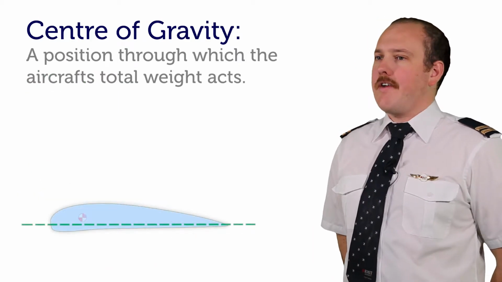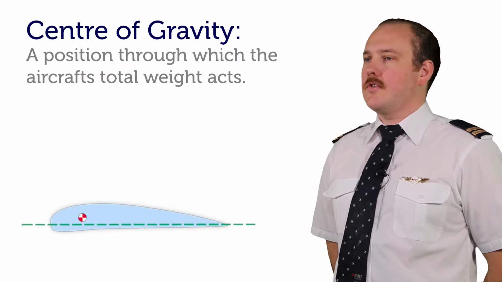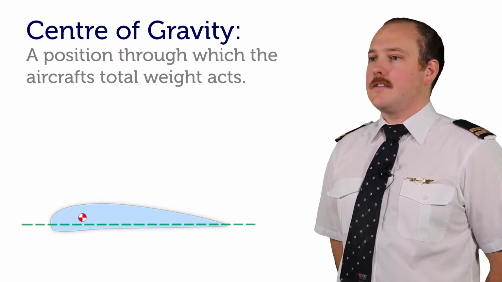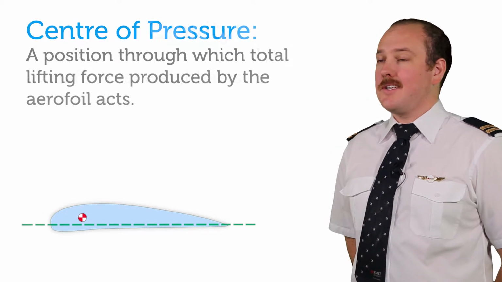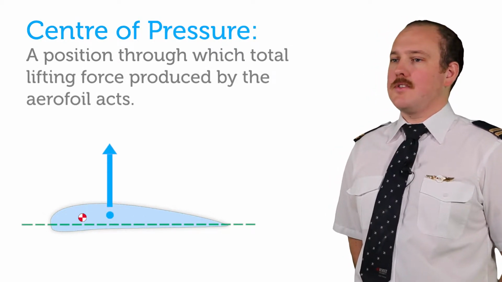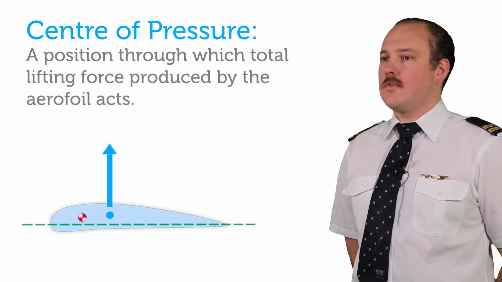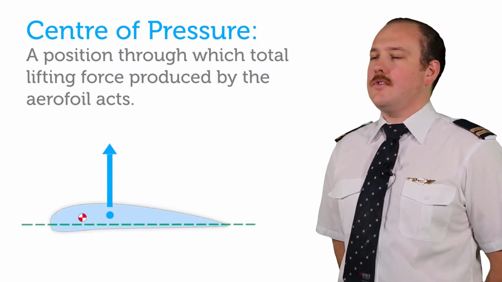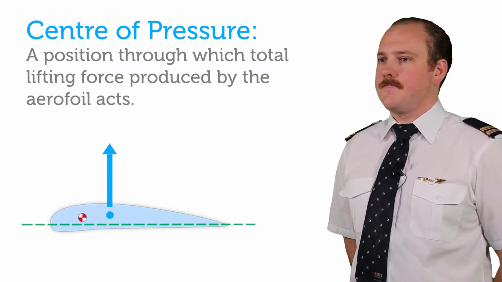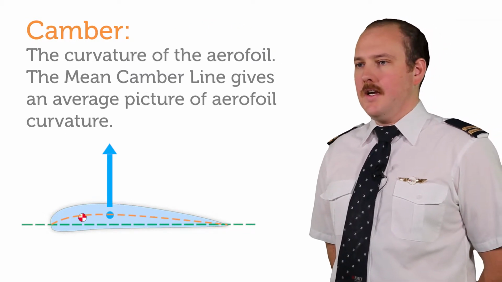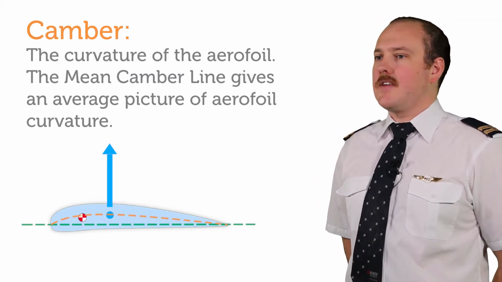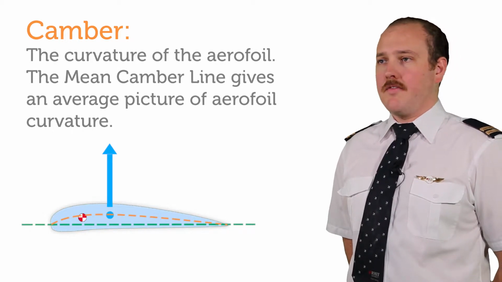The centre of gravity is the position through which the aircraft's total weight acts. And it always acts towards the centre of the earth. We also have the centre of pressure, which is a position on the aerofoil at which the total lifting force produced by the aerofoil acts. The camber is the curvature of the aerofoil, and the mean camber is a line that gives an average picture of the aerofoil curvature.